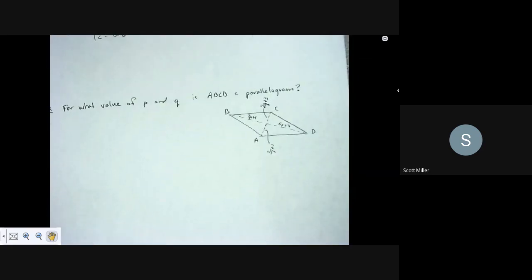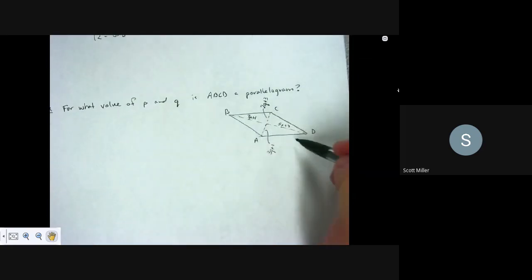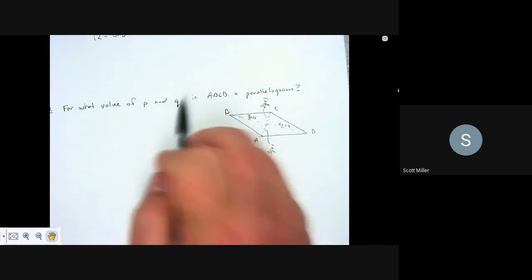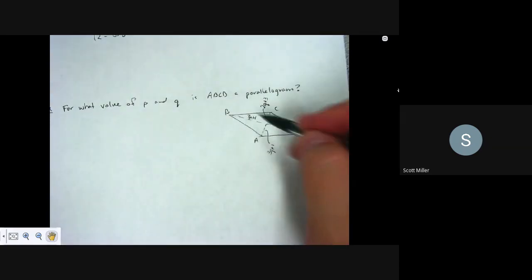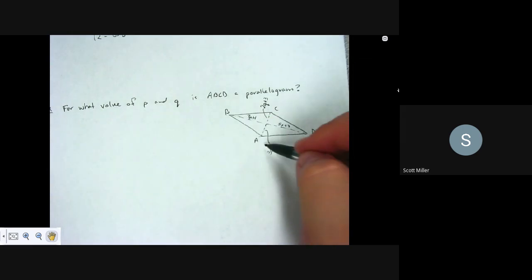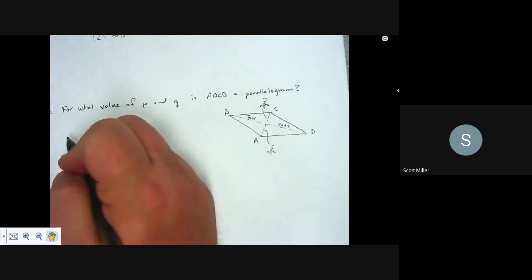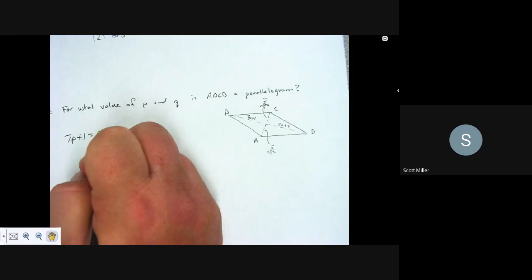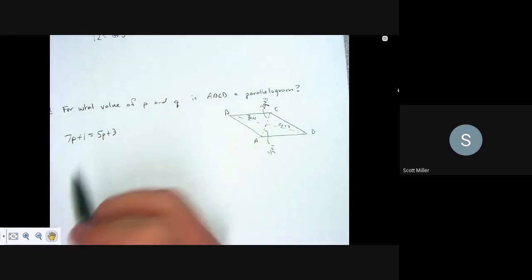And then here is another diagonal one using algebraic expressions. Here's a parallelogram. Find P and Q. There are little expressions on each one of these little pieces here. So what do I know? Since the diagonals bisect each other, I can just set these equal to each other. So 7P plus 1 must be 5P plus 3, and then I can solve that for P.